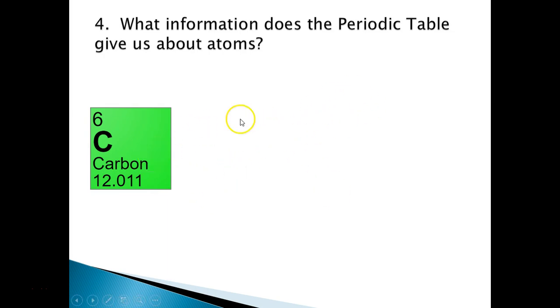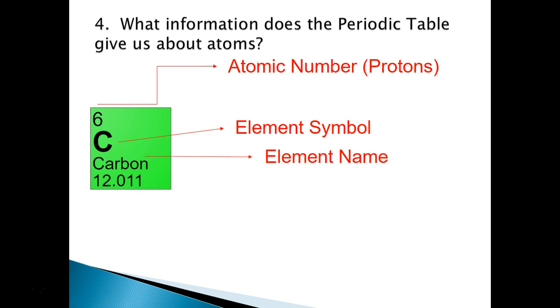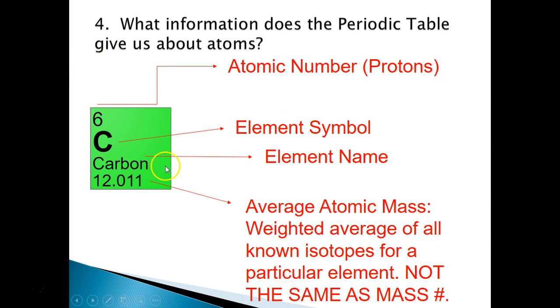All right, so information the periodic table gives us. Here's a box on the periodic table. Now, the one thing it gives us, the most important thing, is the atomic number. And the atomic number will tell us how many protons are in the atom. Now, it'll also tell us how many electrons are in an atom, because in a neutral atom, protons and electrons are always equal. We'll also get the symbol of the element. Carbon has the symbol C.